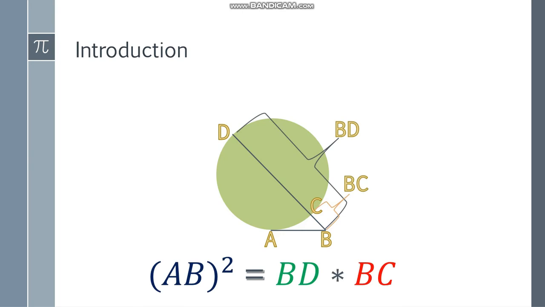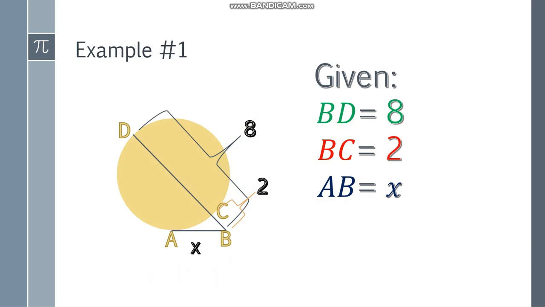Okay, so what is the formula that we're going to use? We have the quantity AB squared. So this segment, the tangent, you have to square it, and that will be equal to the whole secant, which is BD, multiplied by the external segment of the secant, or the smaller one, which is BC.